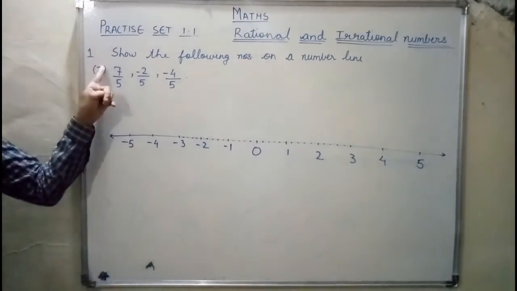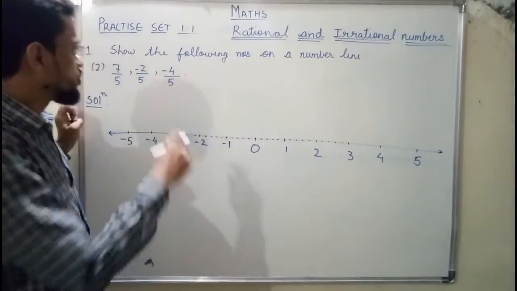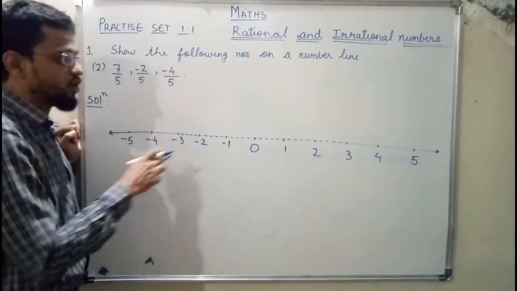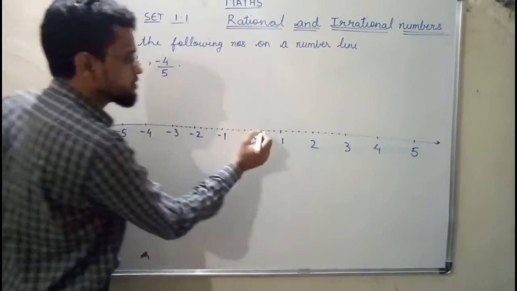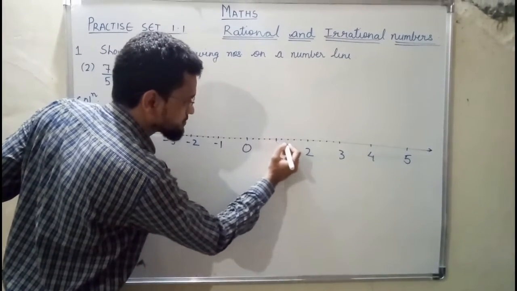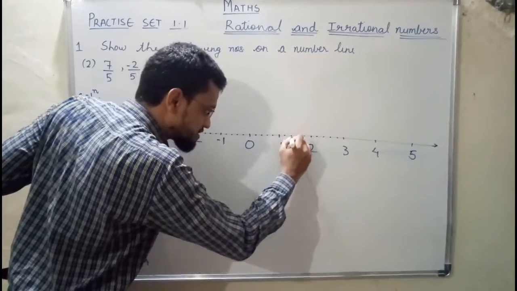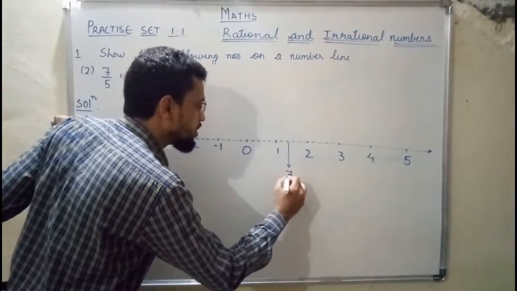Now the first number is 7 upon 5. The numerator is 7. So we will count up to 7 from 0 to the right side because the number is positive. From 0 to 7: 1, 2, 3, 4, 5, 6 and 7. This point will be the number 7 upon 5.